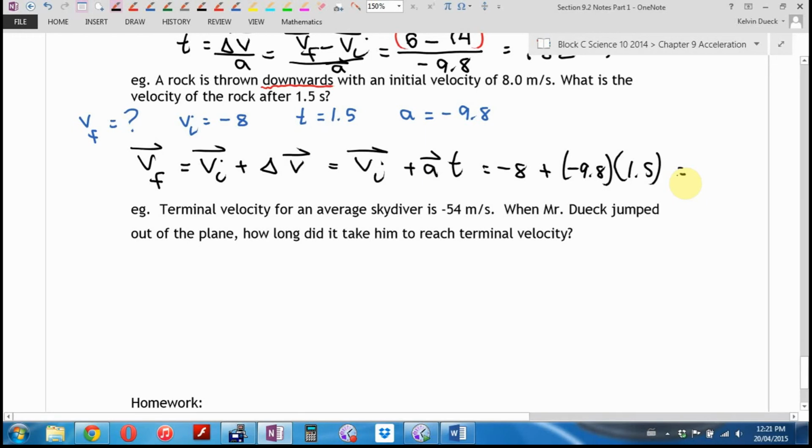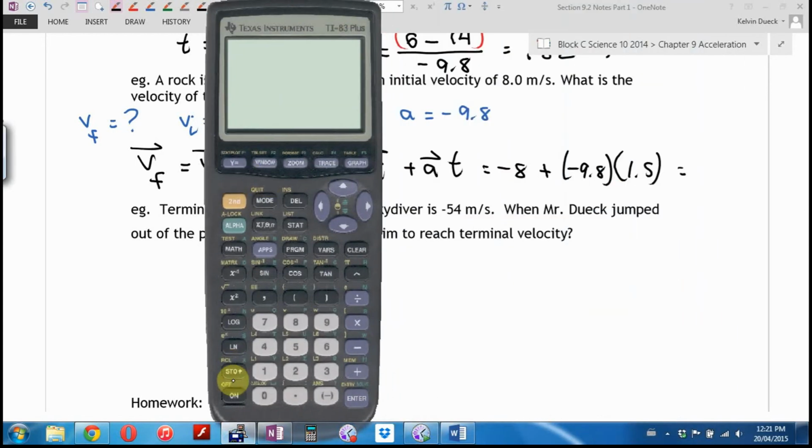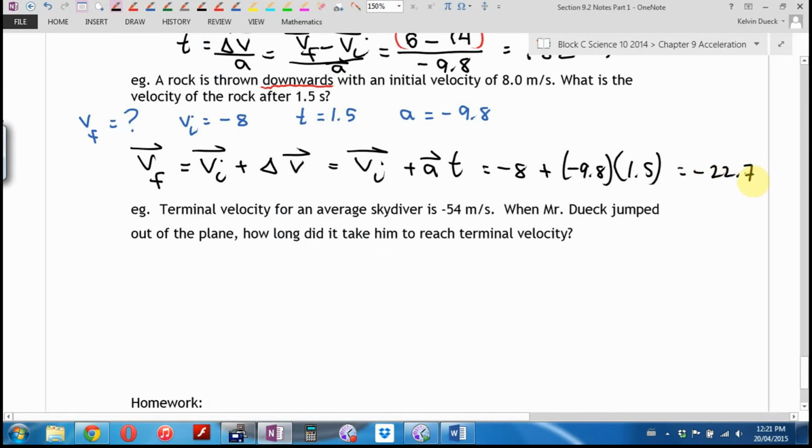What do you get? Get this one in your head, Mr. Dueck. Okay. Negative 9.8 times 1.5 is going to be negative 14.7, plus negative 8, negative 22.7. Negative 22.7 what? Meters per second.